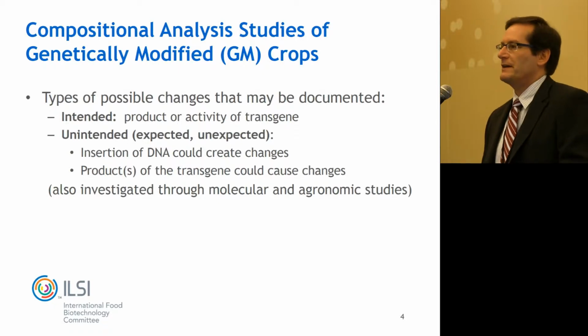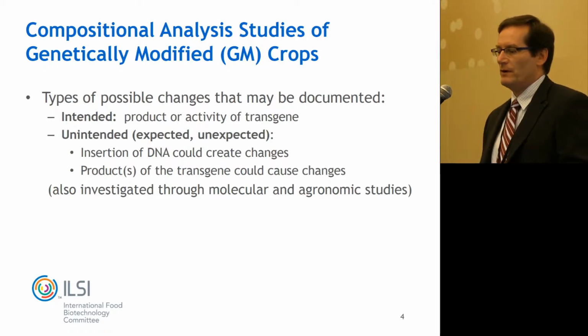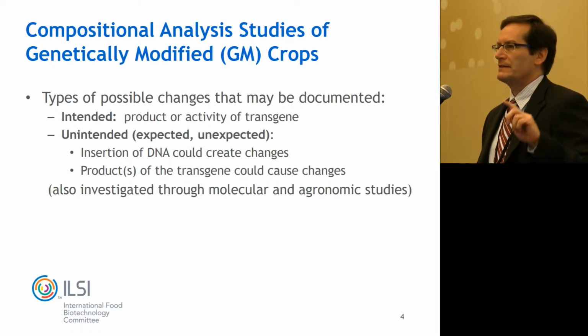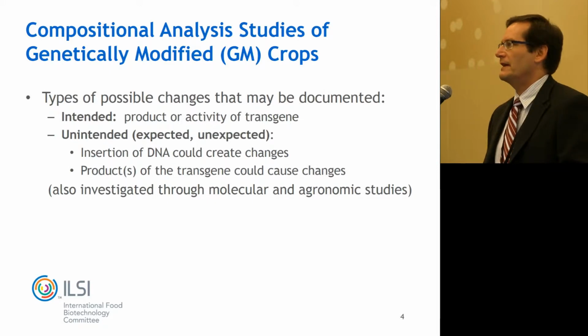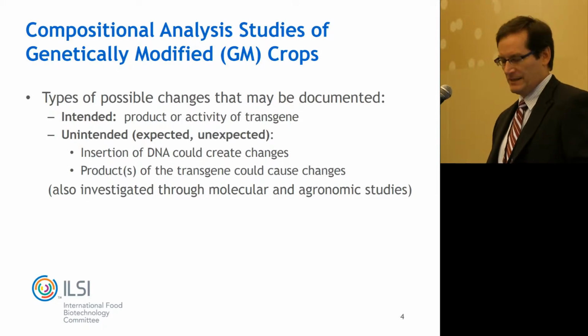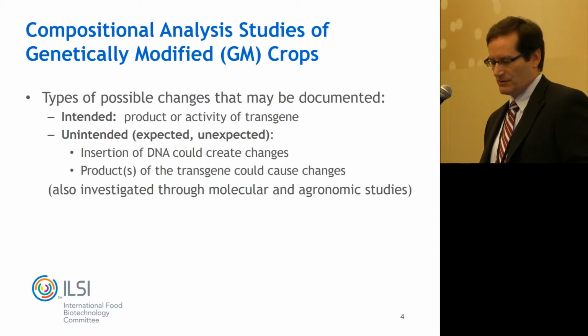There also could be unexpected changes. In these, it's difficult to come up with a hypothesis for. So you might modify a particular pathway, but yet some vitamin changes that's unrelated and you don't know why. So that would be an unexpected, unintended effect that compositional analysis studies can document.